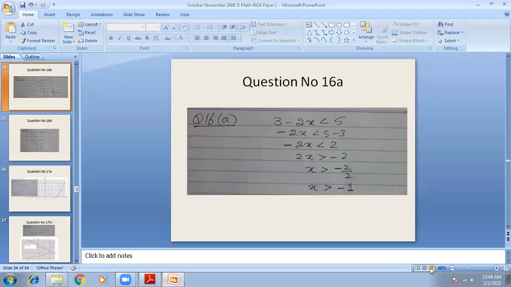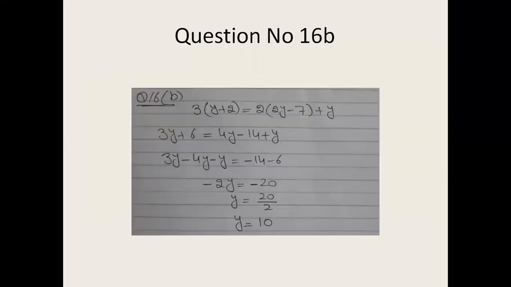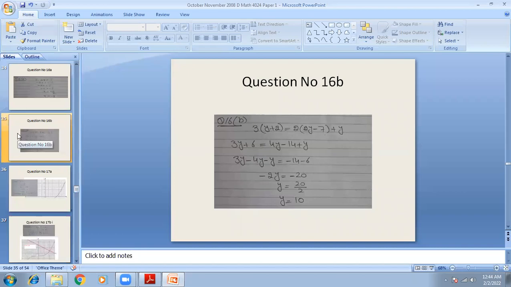Okay. So here you can see it will be 3y plus 6 equals to 4y minus 14 plus y. So that will be 3y minus 4y minus y equals to minus 14 minus 6. So you will have minus 2y equals to minus 20, y equals to 20 by 2, y equals to 10. So question number 16, B part, I hope you understand how this is done.